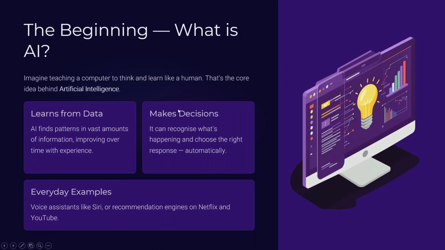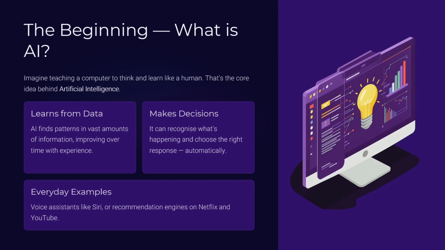So let's start with what is an AI. AI is something where we are teaching our computer or machine to learn and think like a human. This is just the basic core idea behind AI. Basically, how does our machine learn? It learns from the data. We have lots of data and our machine learns from that.